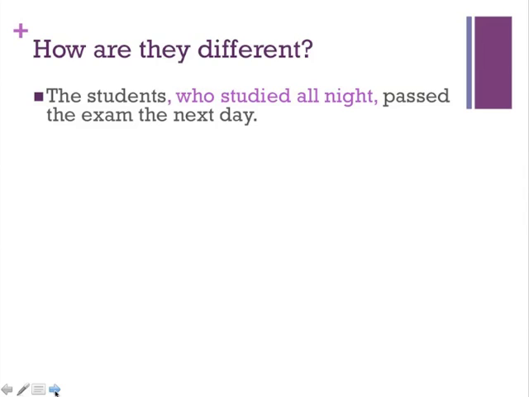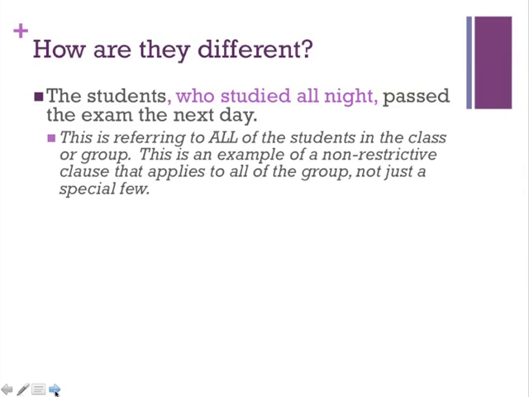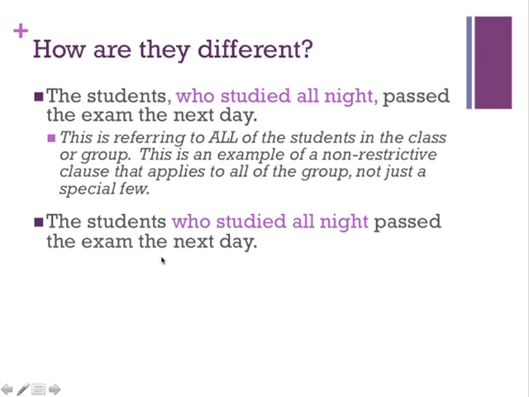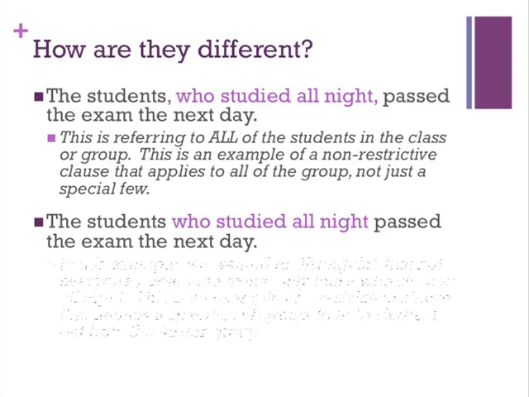So in the first example, the one that uses the double commas or the paired commas, notice how this information is not restricting the group. So in other words, when I say the students passed the exam, I'm referring to all of the students in this class or group. So again, as this is a non-restrictive situation, it applies to everybody, not a special few. But when we change the sentence and remove the commas, now we notice it's not just any student, it's specifically the students who studied all night.